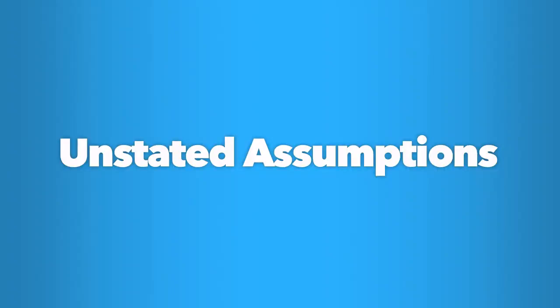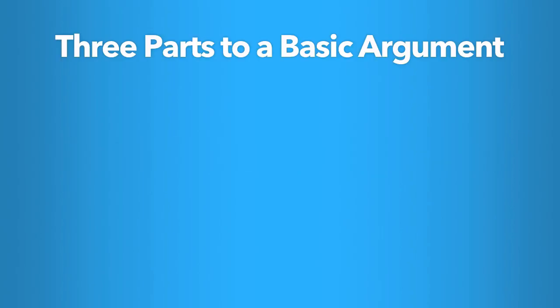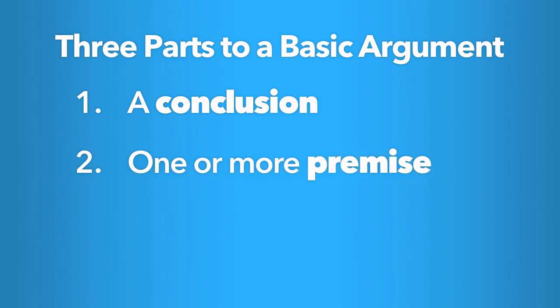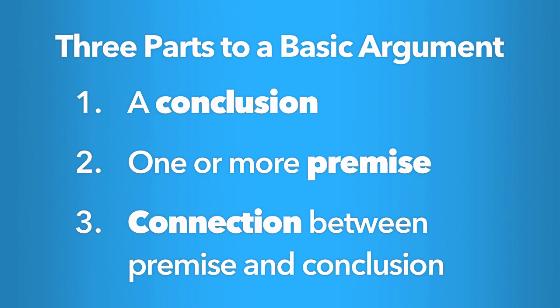Hidden pieces: implied conclusions and unstated assumptions. You know that arguments have three key pieces: 1, a conclusion; 2, one or more premises; and 3, a connection between the premises and the conclusion.